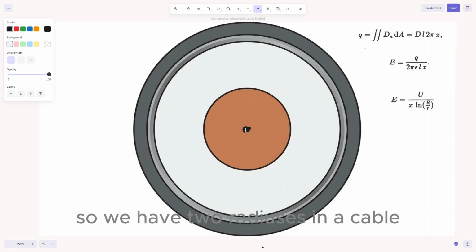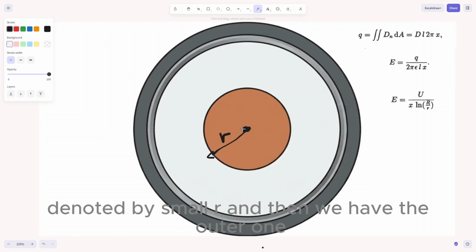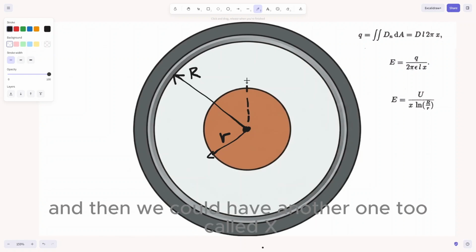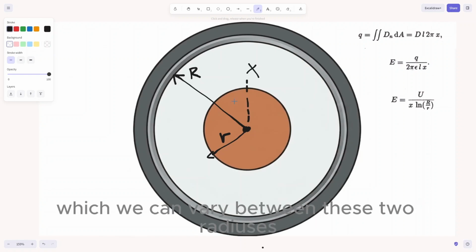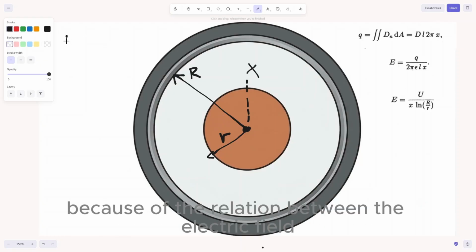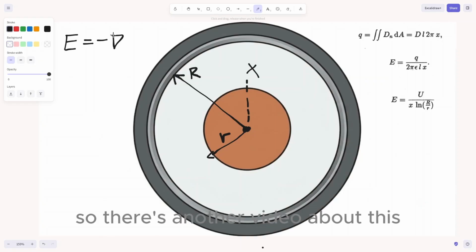So we have two radii in a cable. We have the inner one of the conductor, denoted by small r, and then we have the outer one to the end of the insulation, in this case denoted by big R, and then we could have another one too called x, which we can vary between these two radii. And on the surface of the conductor, the electric field is at its highest because of the relation between the electric field and the gradient of the voltage. So there's another video about this.